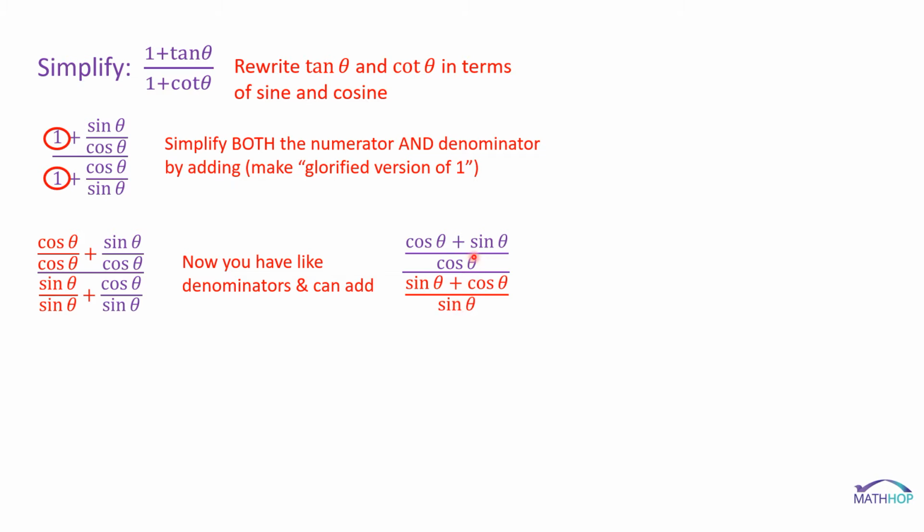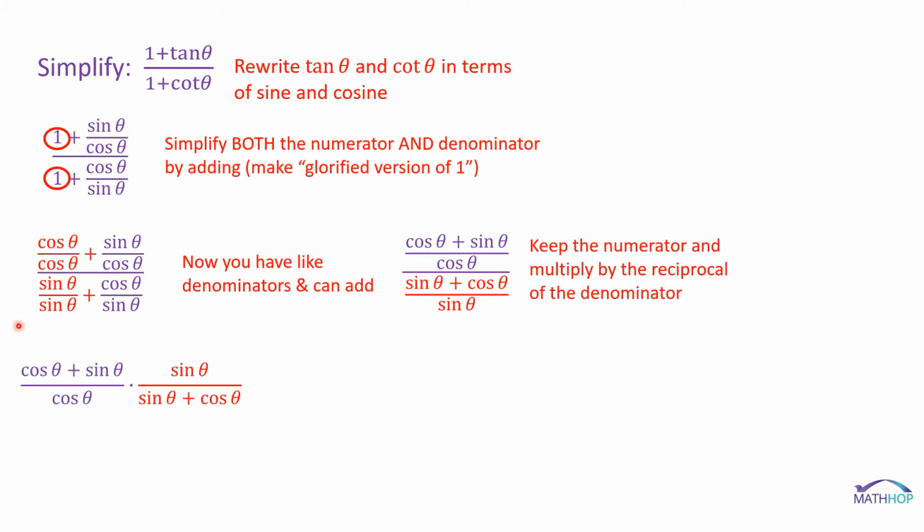Again, we have a fraction in the numerator and a fraction in the denominator. And that's okay. We know how to multiply, or rather divide, fractions. We're going to keep the fraction in the numerator, and we're going to multiply by the reciprocal of the fraction in the denominator. So when we do that, we get cosine plus sine over cosine times the reciprocal of what was down there, so sine over sine plus cosine. Now we can just multiply.